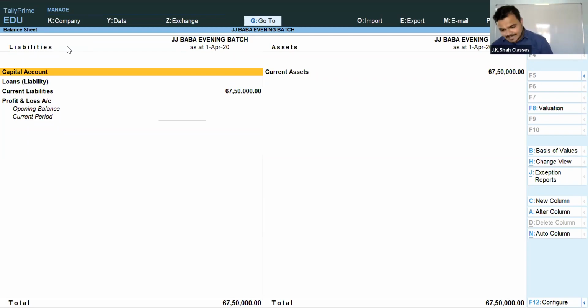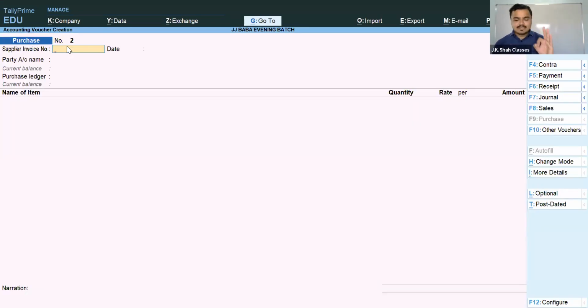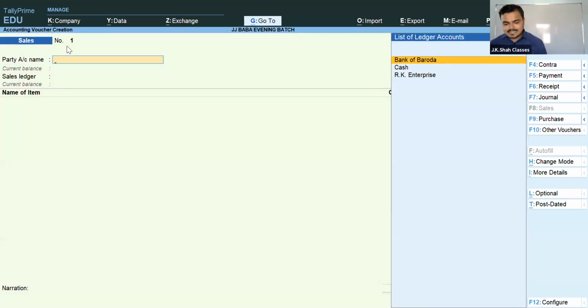Now, second one, people. Suppose I am selling now. Very interesting thing I'm telling you. F9, F8. Is it the sales? Now see this. They are telling me very clearly that you can sell either through Bank of Baroda, cash, or RK Enterprise. Yes or no?